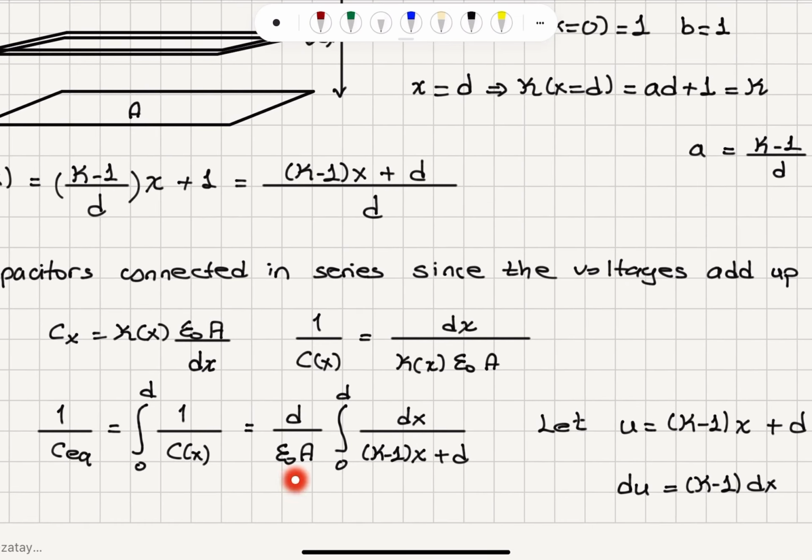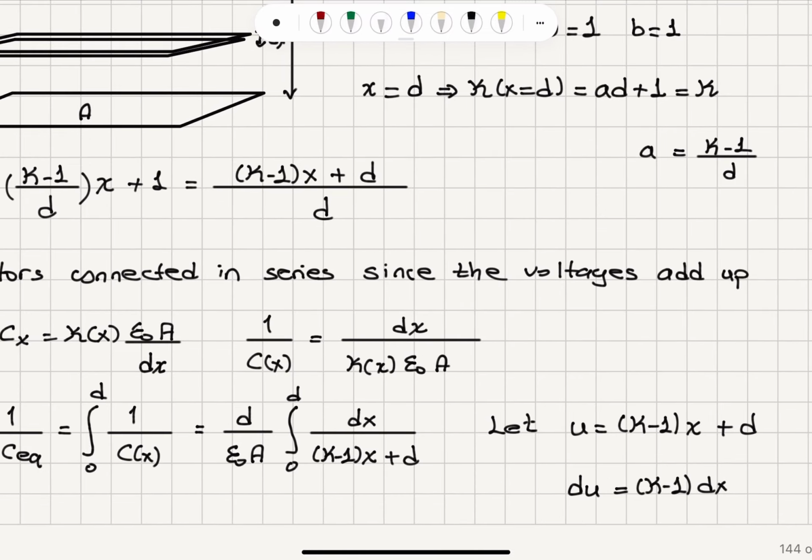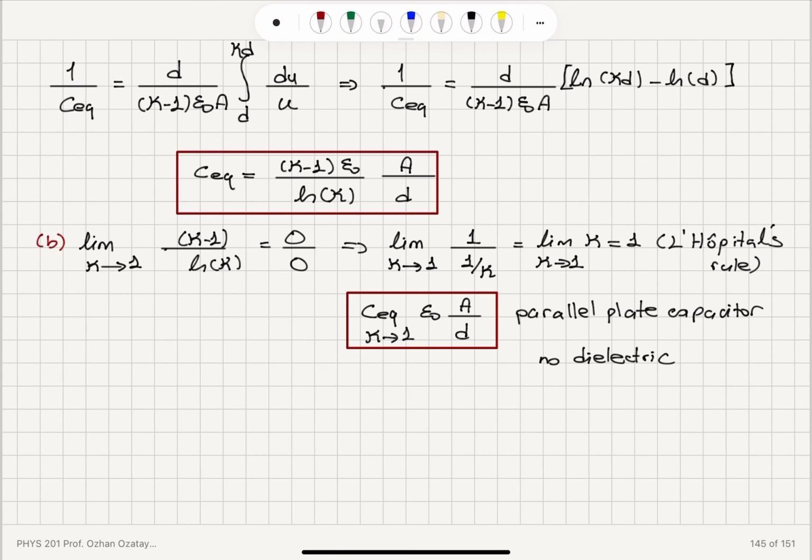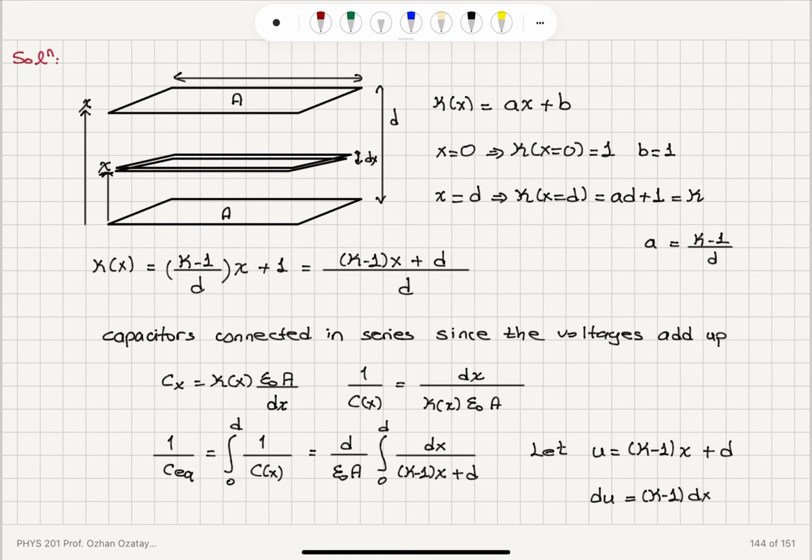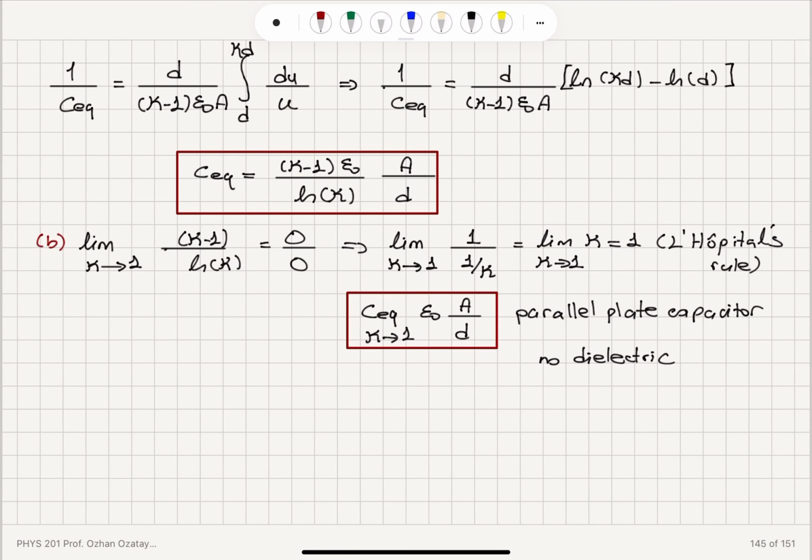And that gives me this integral, and I can easily evaluate it by doing this transformation of variables, and I find that 1 over C equivalent is d over kappa minus 1 epsilon 0 A natural logarithm of kappa. And if I look at the limit kappa goes to 1, I see that the equivalent capacitance becomes epsilon 0 A over d, which is the parallel plate capacitor without a dielectric. So there is no dielectric here. Kappa is equal to 1 everywhere, and it is just a parallel plate capacitor filled with air.